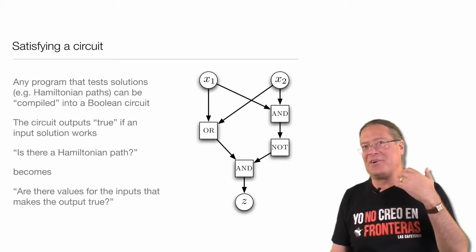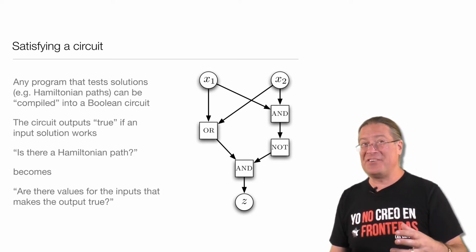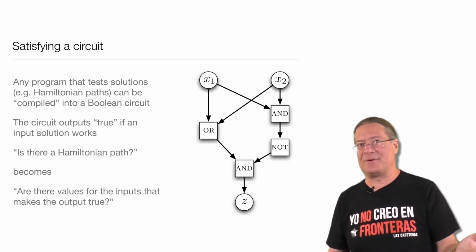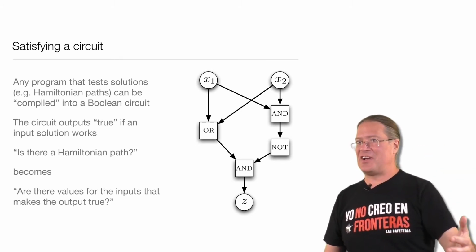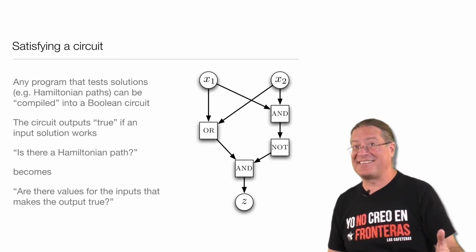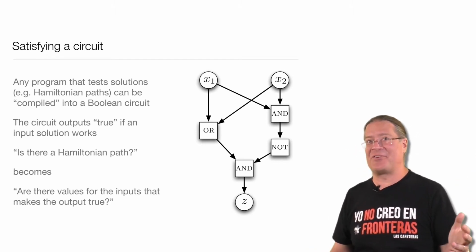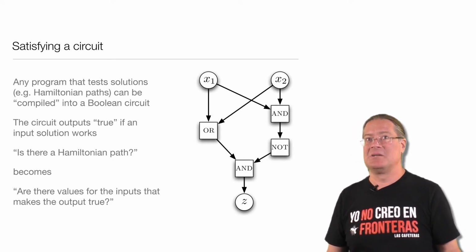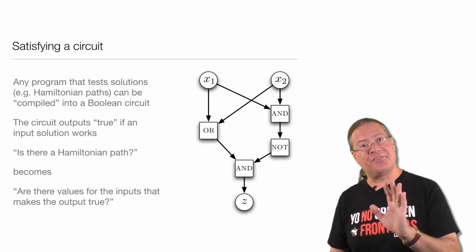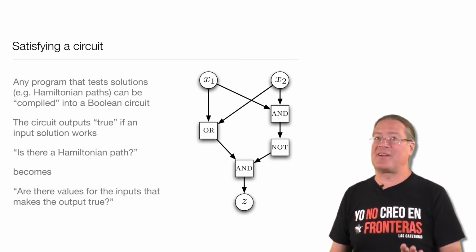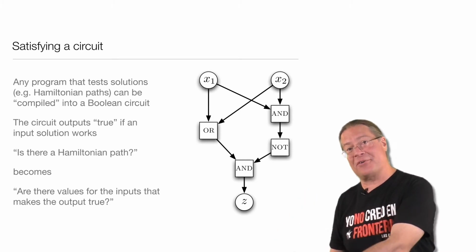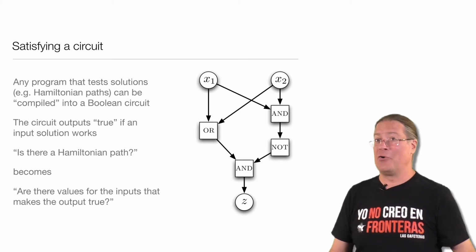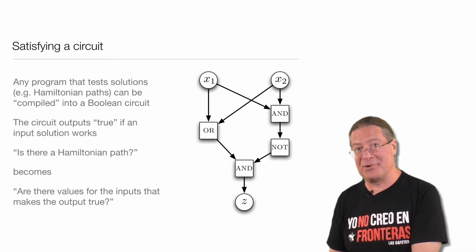It might almost be a little disappointing to you because I've really just rephrased the definition of NP. I've rephrased the question. Here's a solution checking program. Is there any way to get it to say yes, which is the same as saying, is there a solution? All we've done is change that program into a Boolean circuit. Okay, but this still gives us a starting point to translate this question into many further questions, including some that don't at first look at all like they're just running a program or simulating a computer.